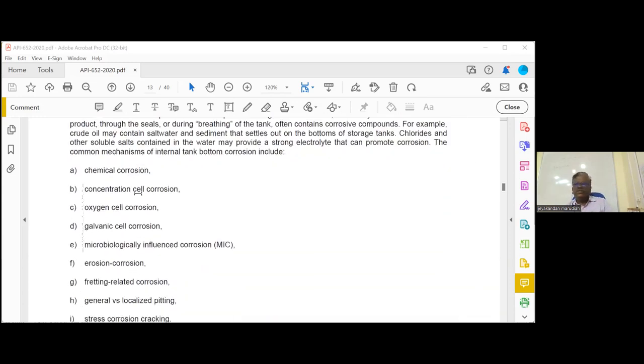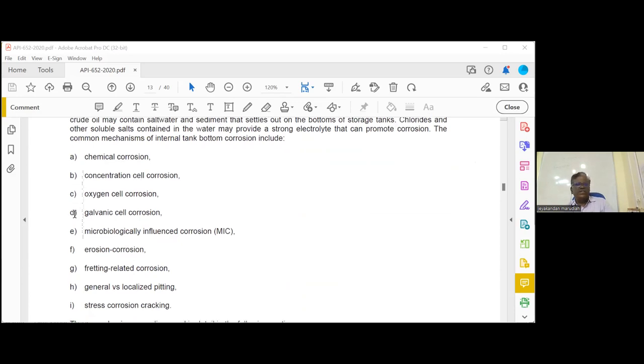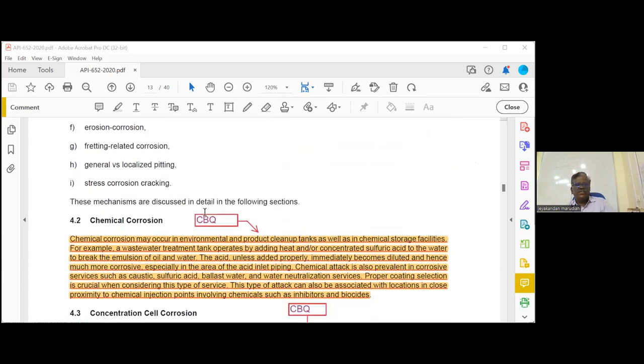Now we'll go to the corrosion mechanisms. So we have chemical corrosion, not everything, just to highlight this important part only. Chemical corrosion, first line: chemical corrosion may occur in environmental and product cleanup tanks as well as chemical storage tanks. First line only is important.